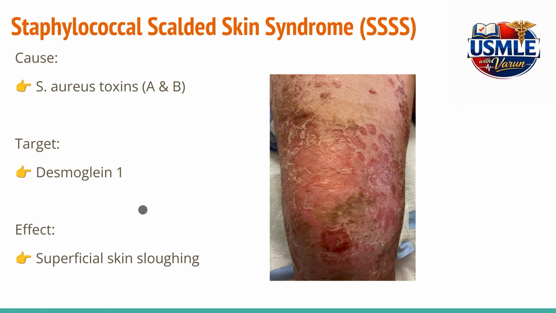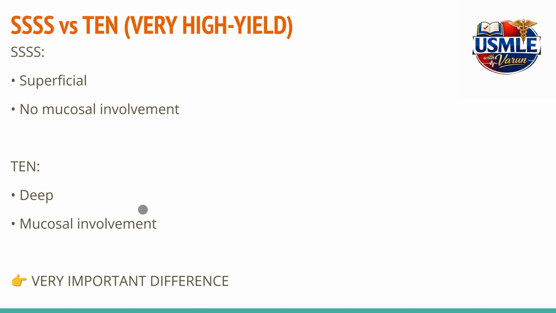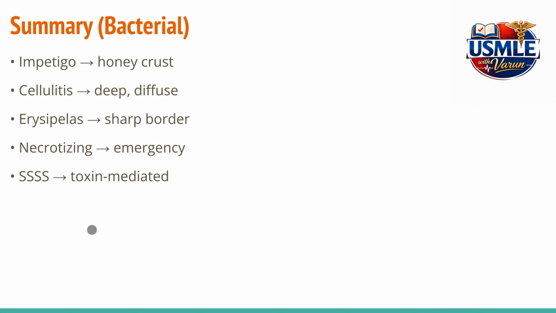or toxic epidermal necrolysis. Now let's compare staphylococcal scalded skin syndrome with toxic epidermal necrolysis. In toxic epidermal necrolysis, the damage occurs much deeper, at the junction of the epidermis and the dermis. As a result, the mucous membranes are involved. So the key difference between both these conditions is superficial damage with no mucosal involvement, such as staphylococcal scalded skin syndrome, whereas deeper damage with mucosal involvement, such as toxic epidermal necrolysis. This distinction is frequently tested.